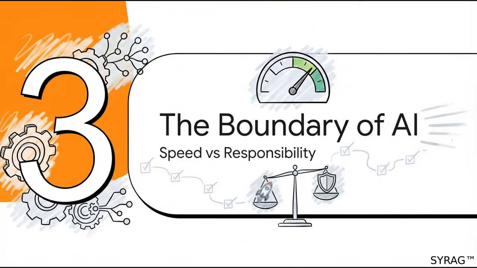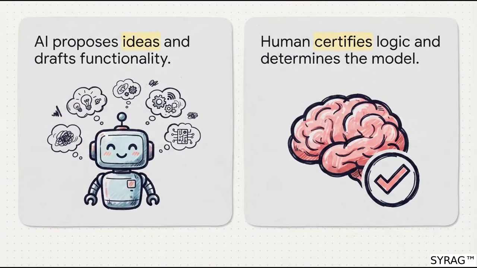Section 3, the boundary of AI, speed versus responsibility. So while AI can definitely be used in manual, LLM, or hybrid modes to speed up drafting, the human operator always retains absolute control over the domain logic. If we break this down, the AI's role is strictly supportive. It proposes ideas, it drafts text, it suggests functionality. But human responsibility, that is paramount. It is the human who determines the model, certifies the domain logic, and ultimately makes the call to publish the module. The AI does not and cannot operate independently to make those critical domain decisions.